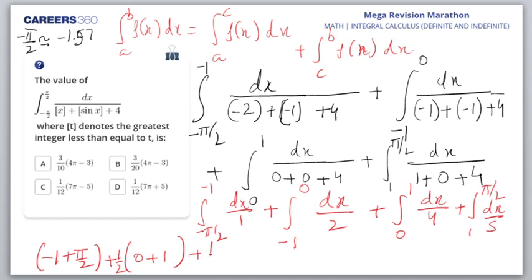Then you get 1 by 4, 1 minus 0. Then you get the next integral as 1 by 5, pi by 2 minus 1.